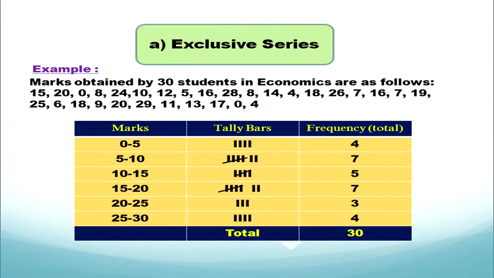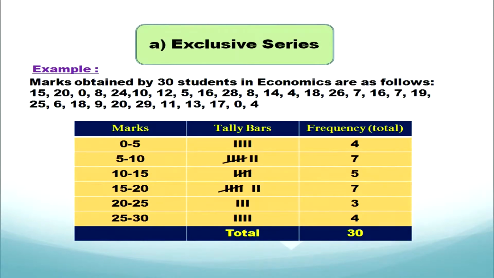Now, students, note the following points. Over here, the upper limit of the previous class is the next lower limit. So, while we are making an exclusive series, we have to see that. First thing. Second thing, the gap between the series remains the same. The class interval gap remains the same. So, every time we are having the same gap 5.